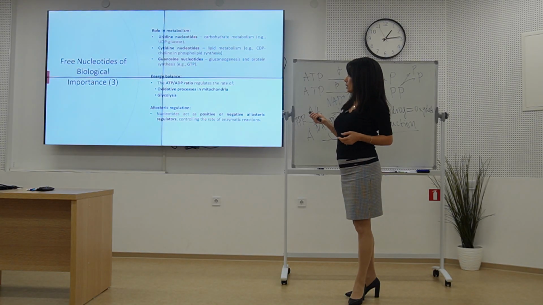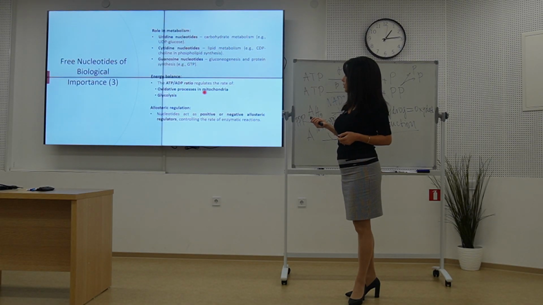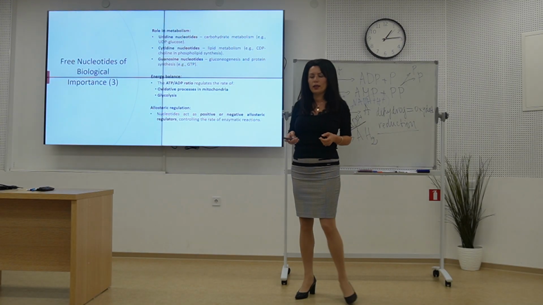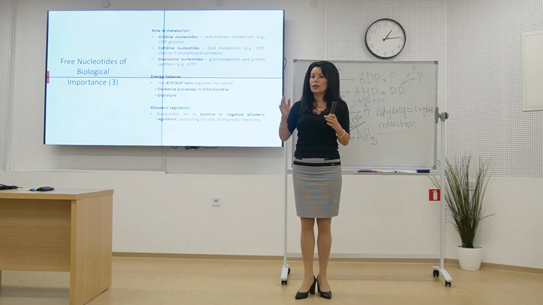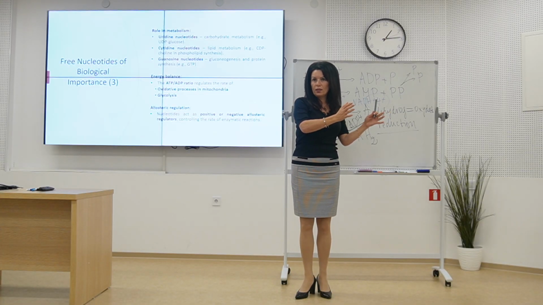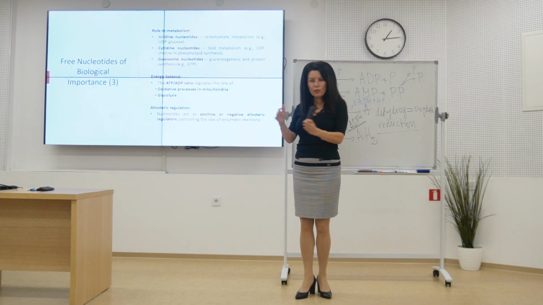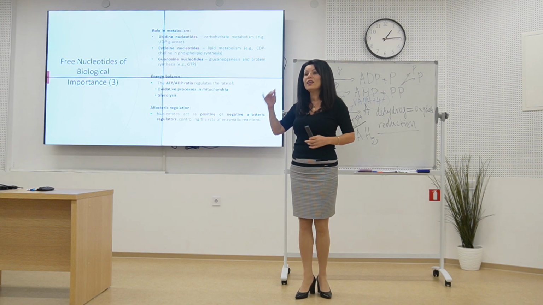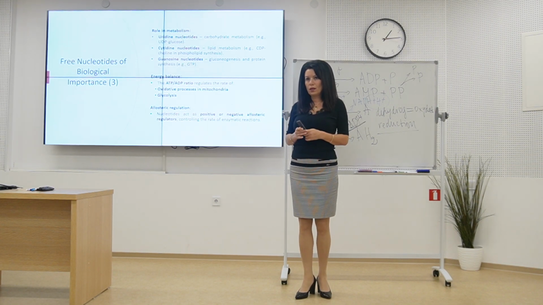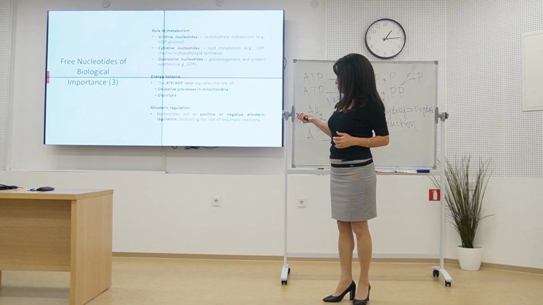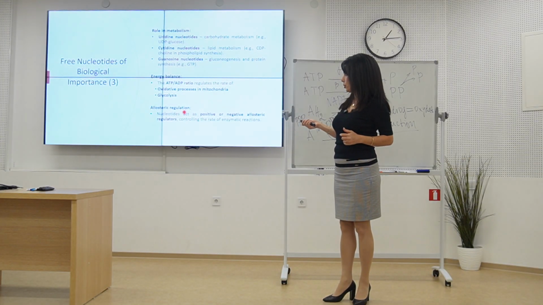The processes that produce energy are catabolic ones, and these are two of them: the oxidative process in mitochondria, and glycolysis. These nucleotides that act as positive allosteric regulators mean that they activate. These that act as negative regulators mean that they inhibit. That's why the second option is allosteric regulation.